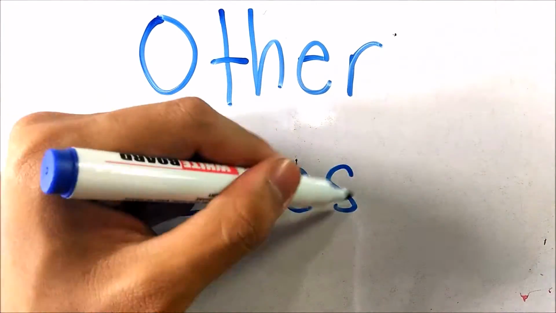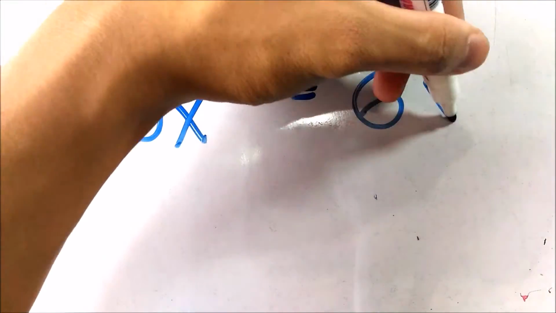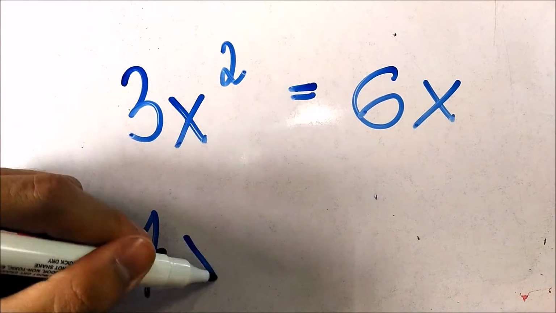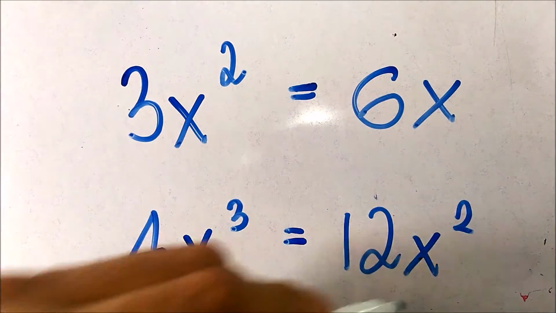Other examples look something like this. 3x squared becomes 6x. Meanwhile, 4x cubed becomes 12x squared. Simple as that.